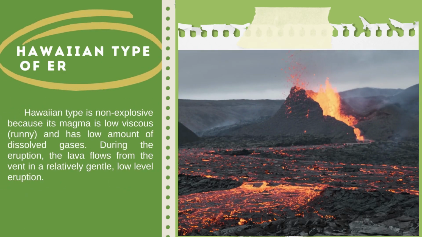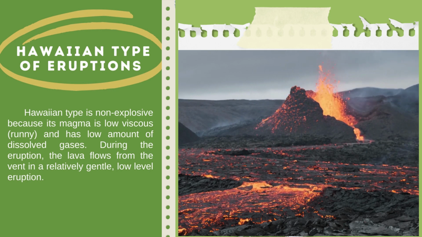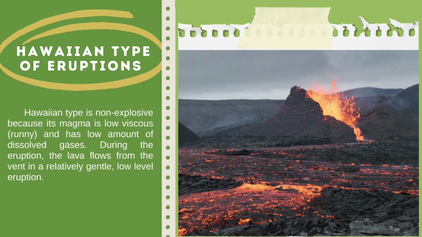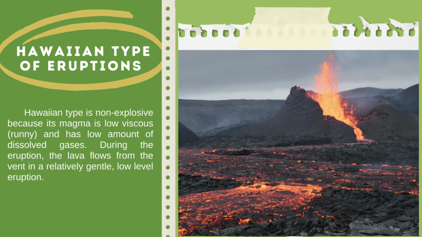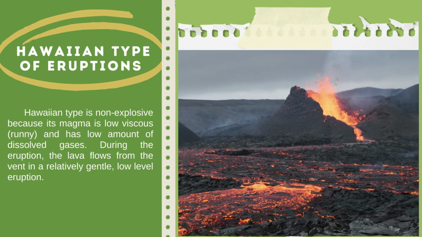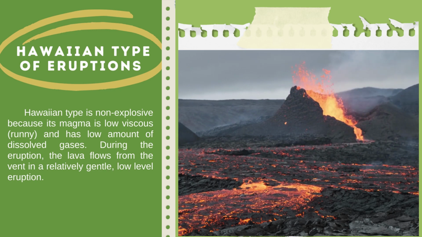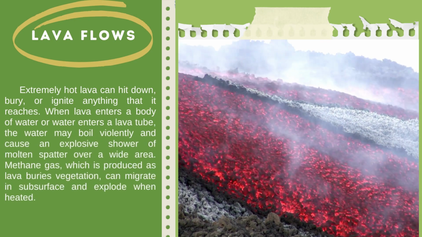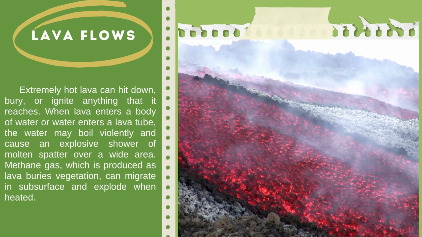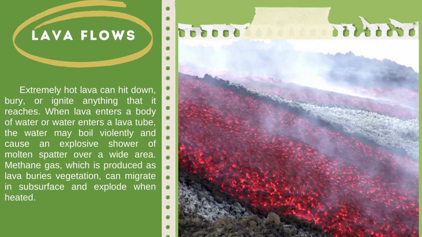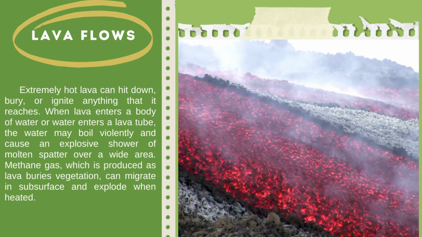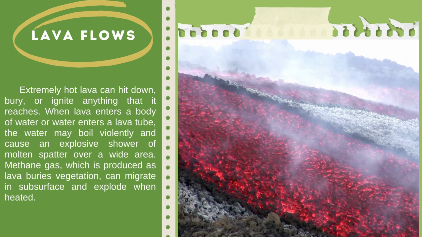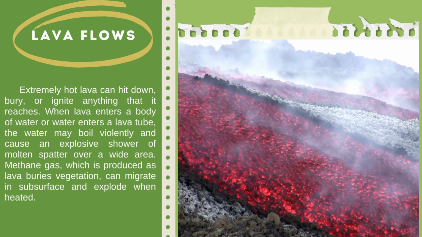In Hawaiian type of eruption, this type is non-explosive because its magma has low viscosity and has a low amount of dissolved gases. During the eruption, the lava flows from the vent in a relatively low-level eruption. Lava flows. Extremely hot lava can burn down, bury, or ignite anything that it reaches. When lava enters a body of water or water enters the lava tube, the water may boil violently and cause an explosive shower of molten spatter over a wide area.